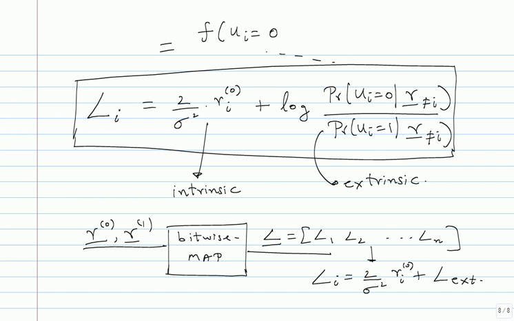It takes the received values corresponding to the systematic part and the parity part. It computes the APP log likelihood ratio, which with some work can be shown to split into 2 by sigma square Ri 0 plus extrinsic, whatever contribution you get from the remaining bits. So this is the only thing I want to do about the bitwise MAP decoder. If you're interested, I can give you other references. That should be enough to jump into the turbo code description.